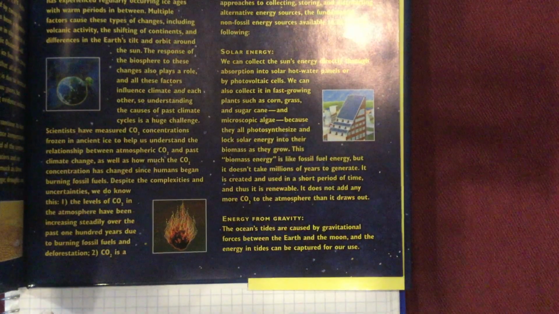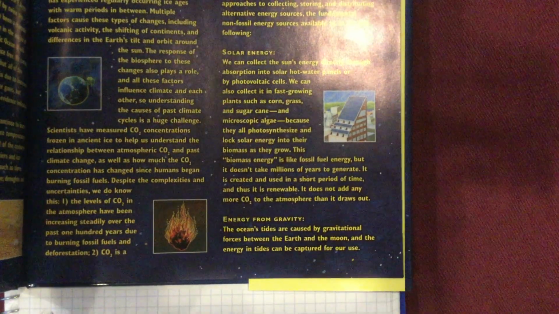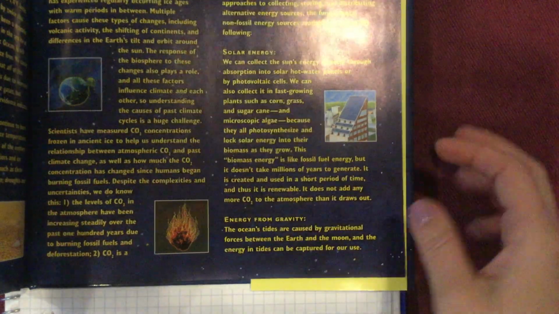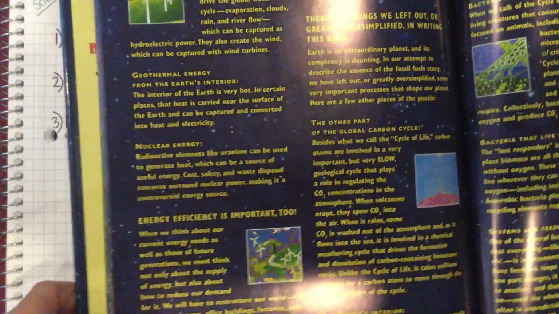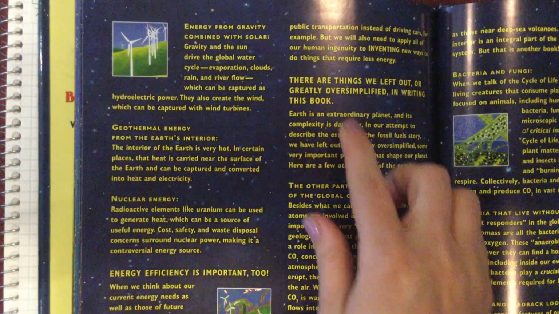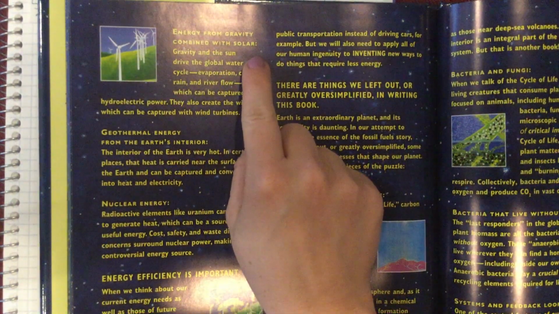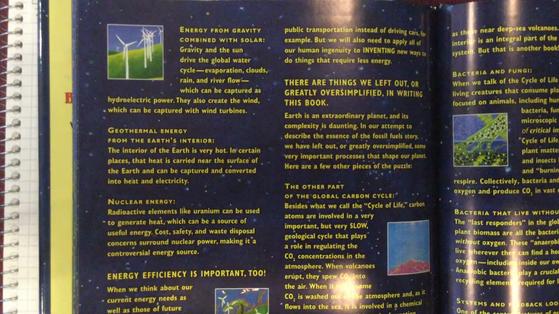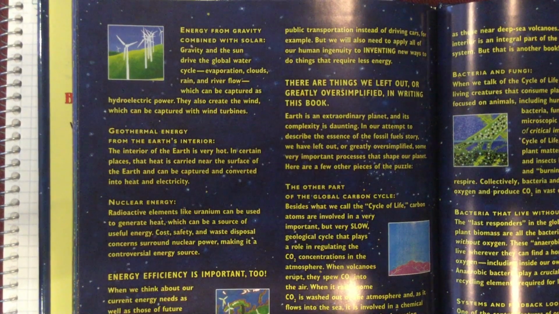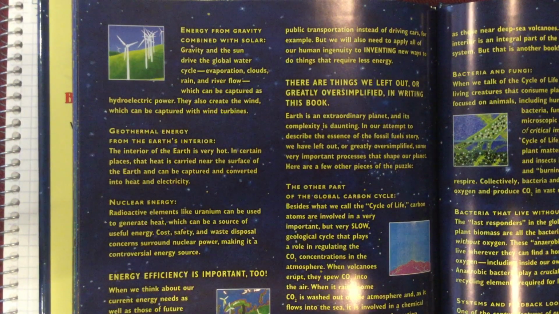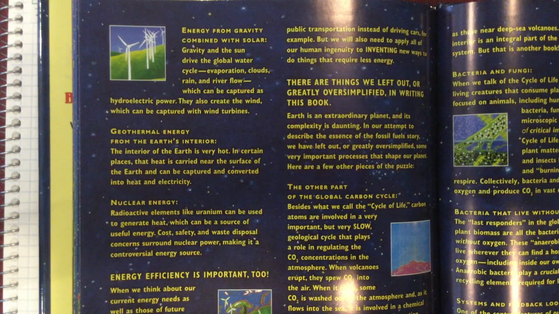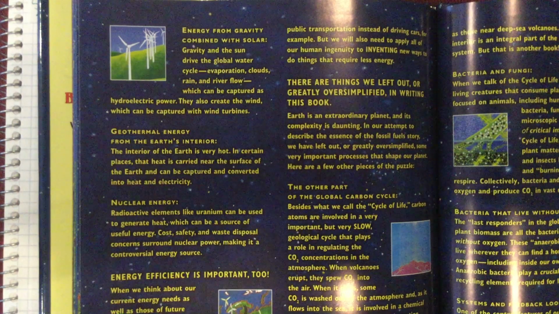Energy from gravity. The ocean's tides are caused by gravitational forces between the Earth and the Moon, and the energy in tides can be captured for our use. Energy from gravity combined with solar. Gravity and the sun drive the global water cycle, evaporation, clouds, rain, and river flow, which can be captured as hydroelectric power. They also create the wind, which can be captured with wind turbines.